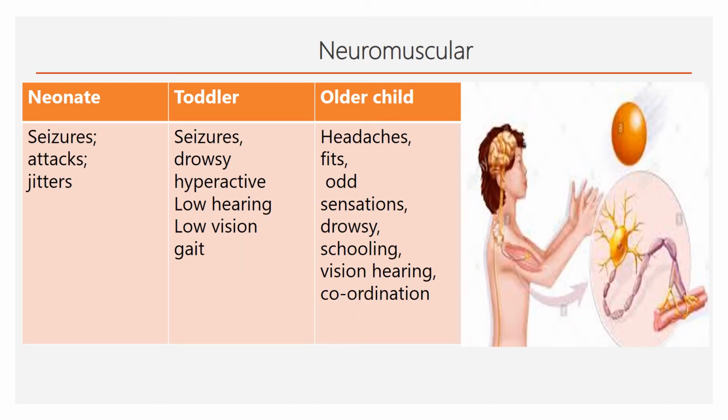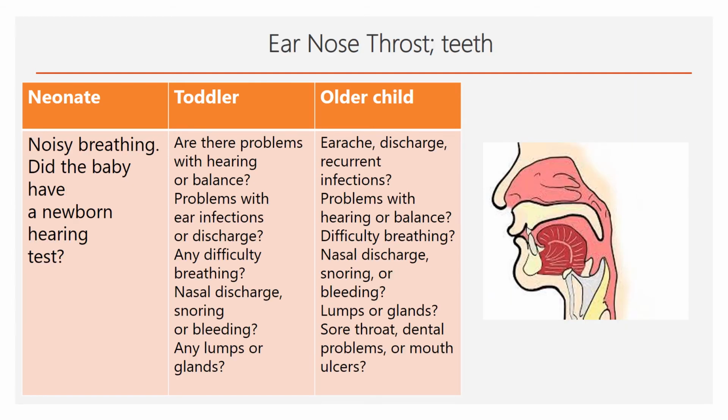Nervous system. At neonate, seizures, attacks, jitters. At toddler, seizures, drowsy, hyperactive, low hearing and low vision, gait. At the older child, if there are any headaches, fits, odd sensations, drowsy, schooling, vision, hearing, coordination. Ear, nose, and teeth system.